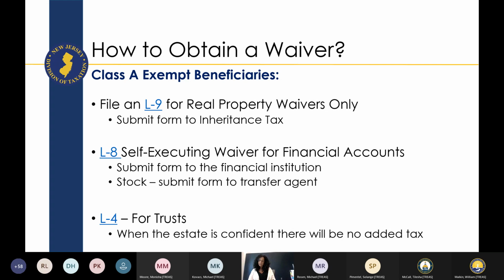Then we also have what's called an L8, which is known as a self-executing waiver. This is for financial accounts, whether it be stocks that are traded in New Jersey, or for specific IRAs, or for bank accounts. You submit them solely to the financial institution. Do not send them to us. We don't do anything with them. They are only for Class A beneficiaries. If there is someone who is a different class who is receiving them, you cannot use an L8 form. Then, as I explained before, the L4 you can use as well.